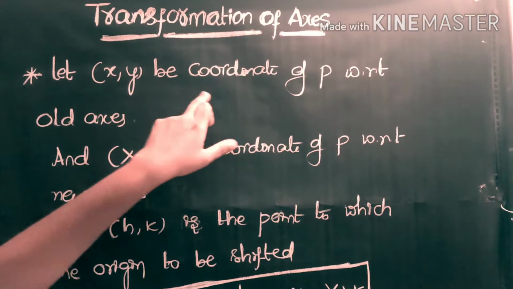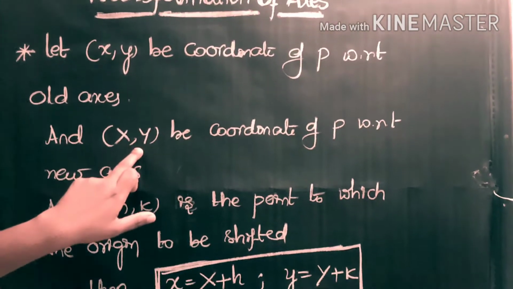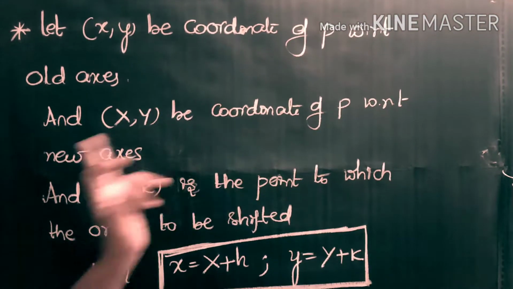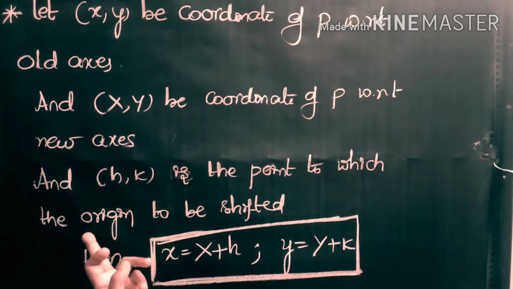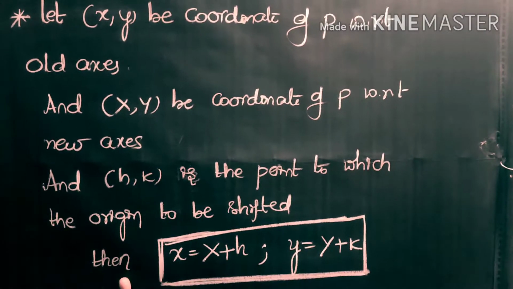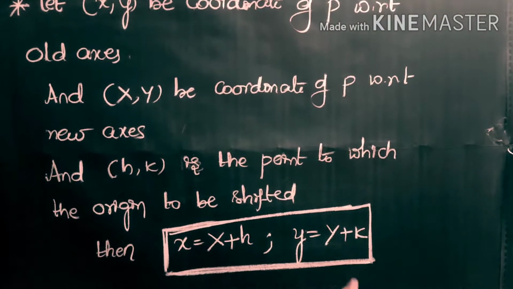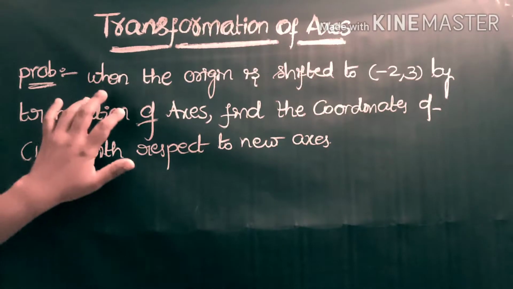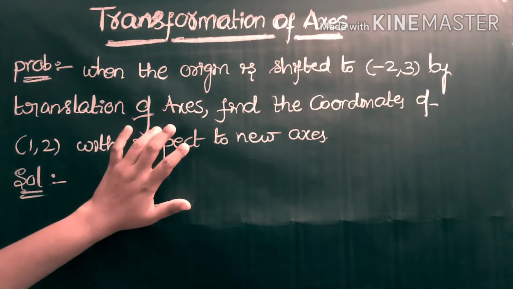Let small x comma small y be the coordinates of the point P with respect to the old axis, capital X comma capital Y be the coordinates of the point P with respect to the new axis, and h comma k is the point to which the origin is to be shifted. Then the formulas are small x is equal to capital X plus h and small y is equal to capital Y plus k.